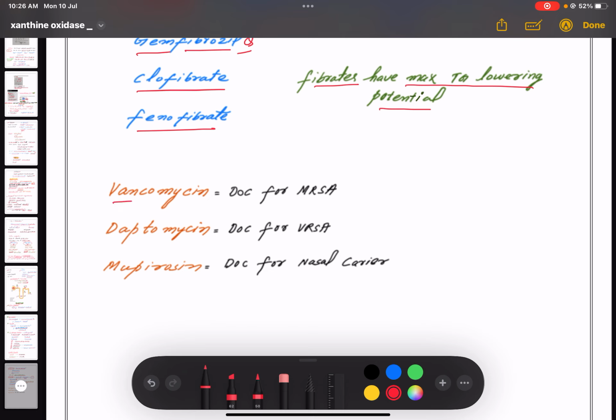We have a drug known as vancomycin. It is drug of choice for MRSA, methicillin resistant staph aureus. Daptomycin is drug of choice for vancomycin resistant staph aureus. Mupirocin is drug of choice for nasal carriers of MRSA, methicillin resistant staph aureus.